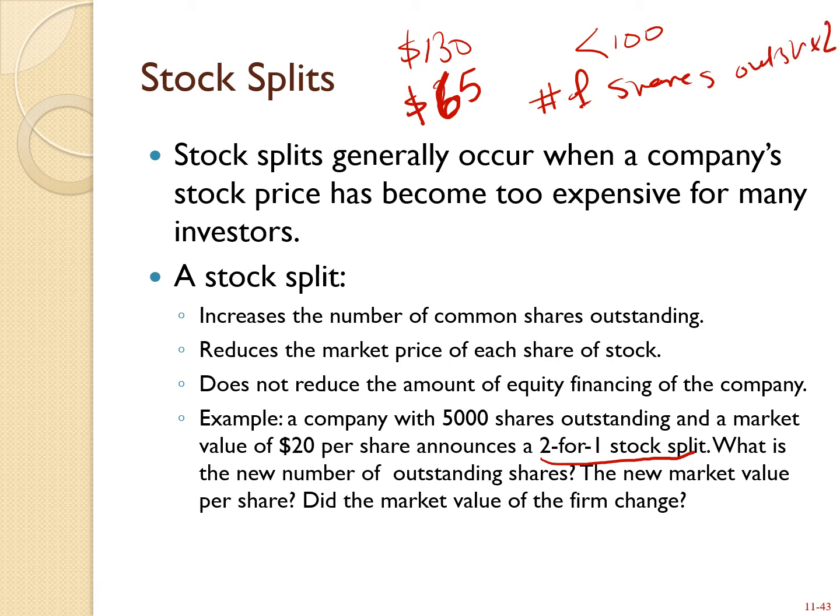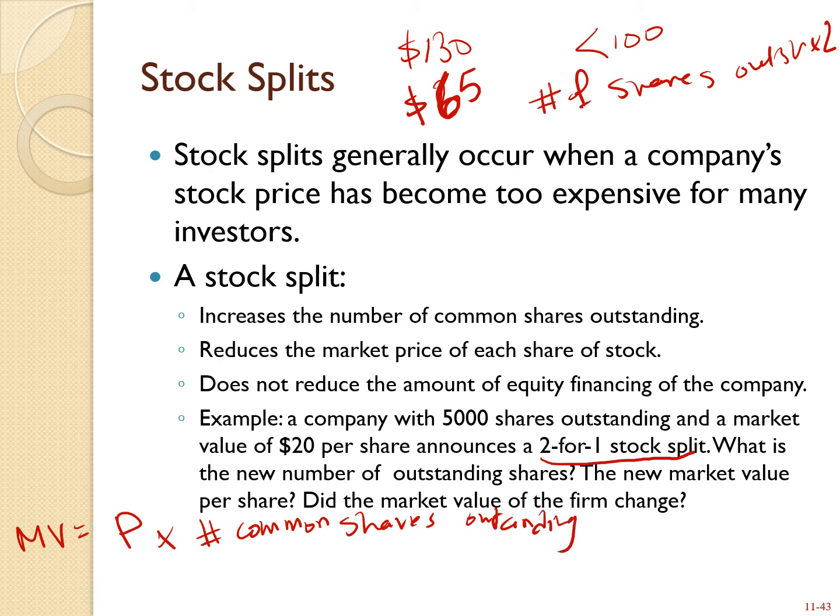So if you think about it, the market value of the company is still the same. The market value of the company is equal to the price of the stock multiplied by the number of common shares outstanding.